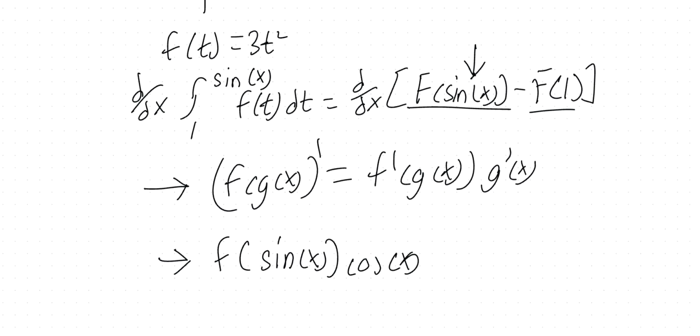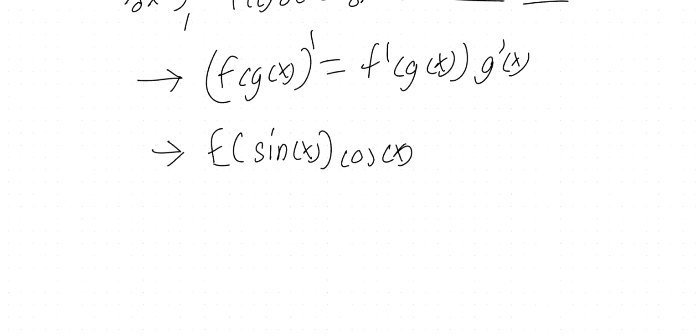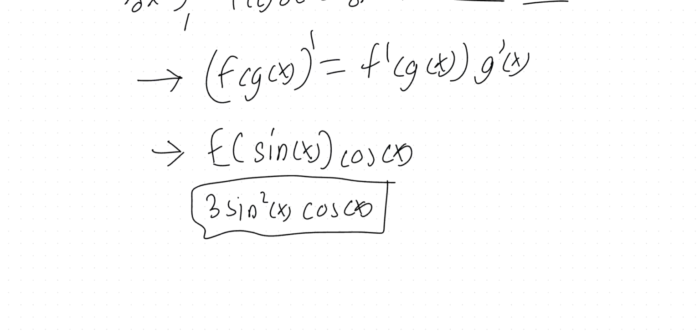The last thing we have to do is plug back in for f. So in this case, f was 3t squared. So our answer is going to be, let me make it a little more clear, just this. So this is why we don't just use the first part of the fundamental theorem of calculus. It does work for the first question we did, but for many other questions, it does not work. So we're going to try to stay away from it.